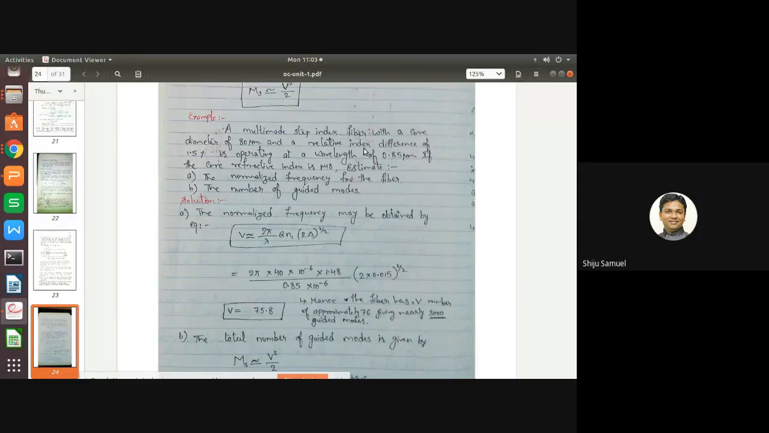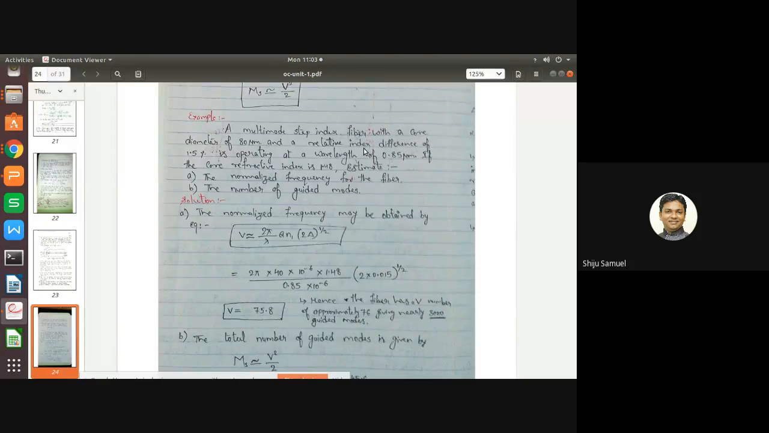Now come to the question, it is operating at a wavelength of 0.85 micrometer. Operating wavelength, that is nothing but lambda. Lambda equal to 0.85 micrometer. Now the question is, if the core refractive index is 1.48, that means N1 equal to 1.48. It is clearly given in the question. Core refractive index N1 is 1.48.